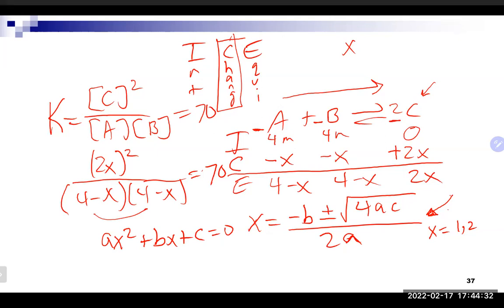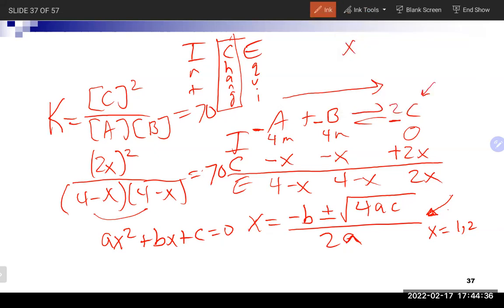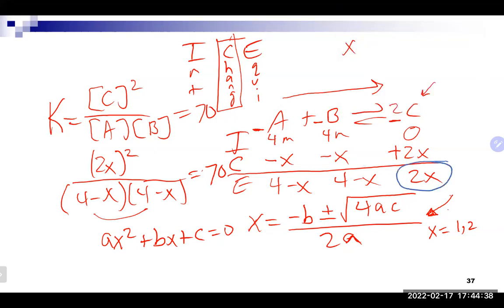What's ultimately going to determine which one you should throw out is when you go back into the equilibrium line. When you put one of those x values in, it will lead you to a negative concentration, which you cannot have. So that's a really simple way to remember. If you get a negative number for a concentration at the end, not good. You should not have that. Any questions on that stuff we talked about here last time?